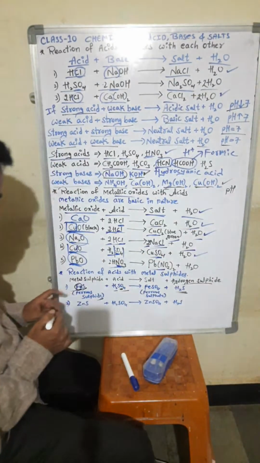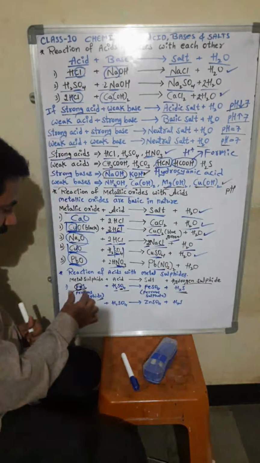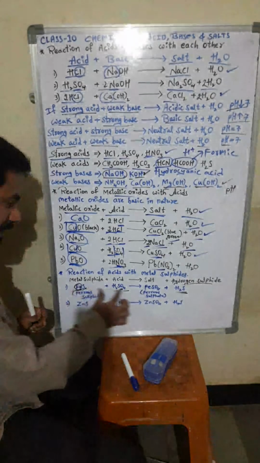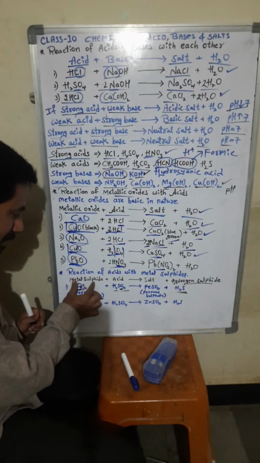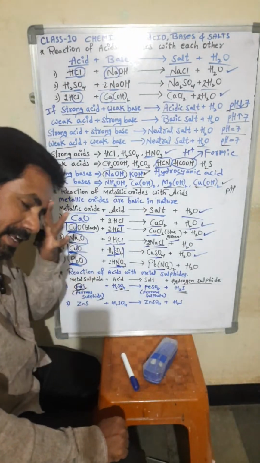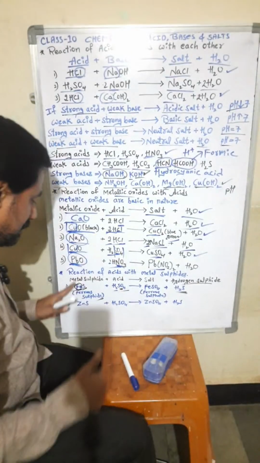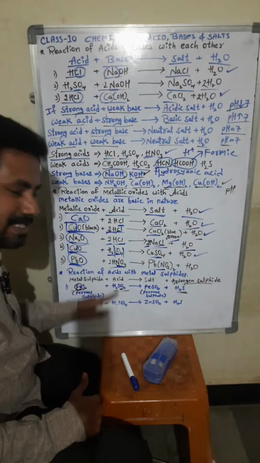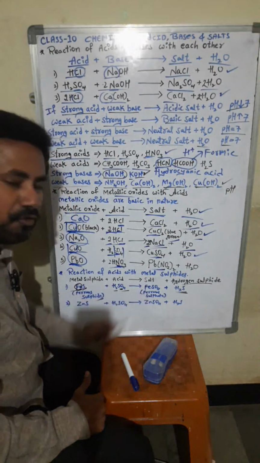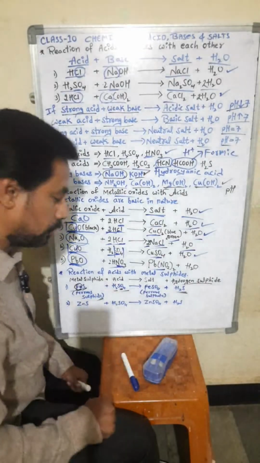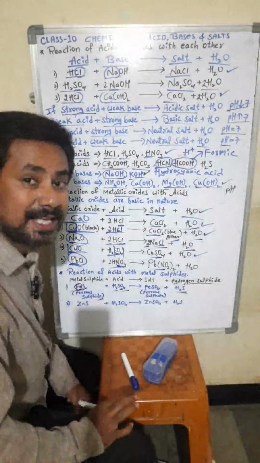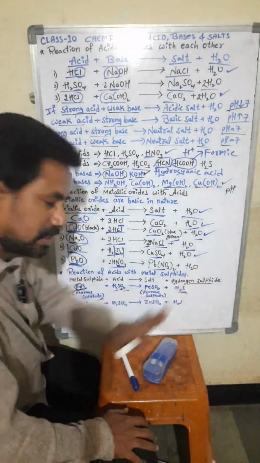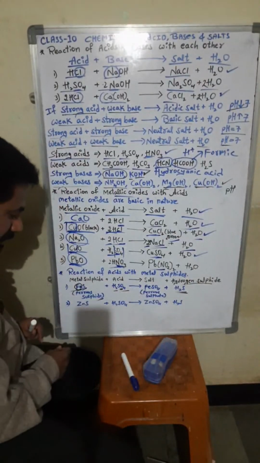Is it clear? Once again, don't worry students. FeS means iron, ferrous sulfide. What is ferrous sulfide? A metal sulfide. Iron is a metal, combining with sulfur gives a metal sulfide. It reacts with acid H2SO4. Salt will form. Which salt? FeSO4, ferrous sulfate, plus hydrogen sulfide, H2S. Fine. So the next one is zinc sulfide.